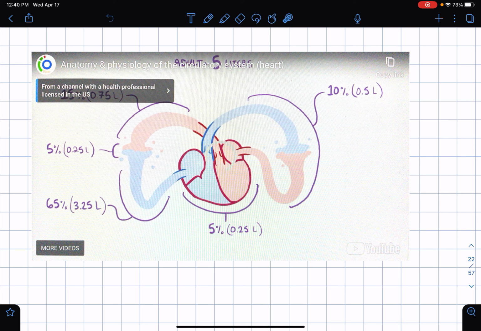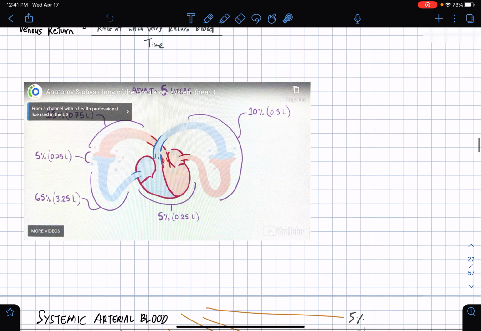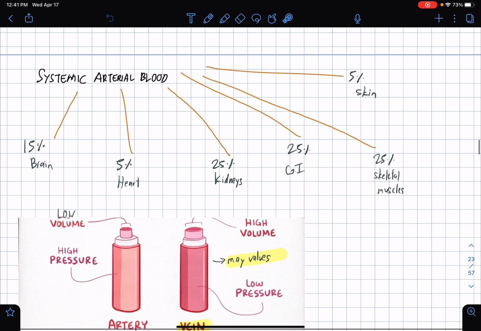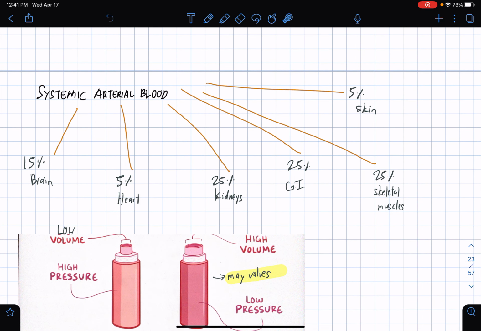Okay, so the average adult has roughly 5 liters of blood, 10% in this part, 5% in this part. I believe it's the inferior part of the heart. This 65% here, 5% there, 15% here. Okay, it's better to watch the actual Osmosis video to have a more elaborate explanation on that part.